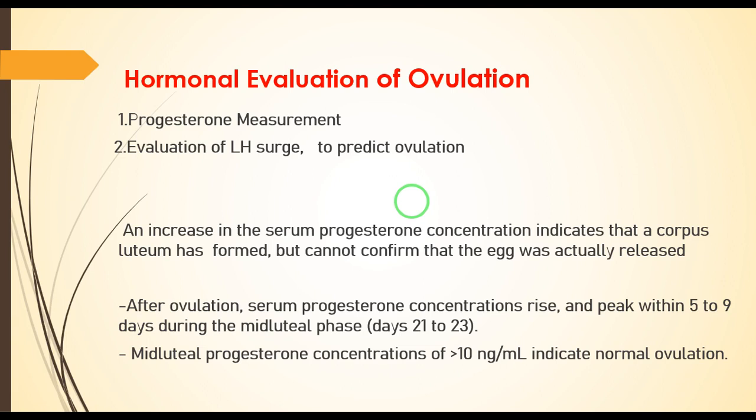So the first indicator, hormone, or biomarker that can be used to assess ovulation is measurement of serum progesterone in the mid-luteal phase, in the second half of the cycle, in the middle of this phase, at day 21 or 23 of the cycle. If the patient has a regular menstrual cycle and the level was normal, more than 10 nanogram per ml, this indicates that the female has a normal ovulation.